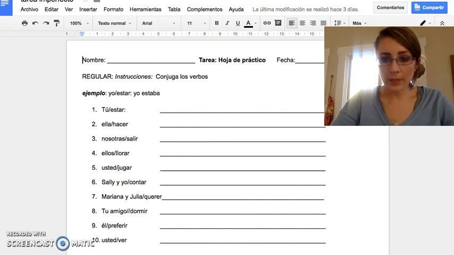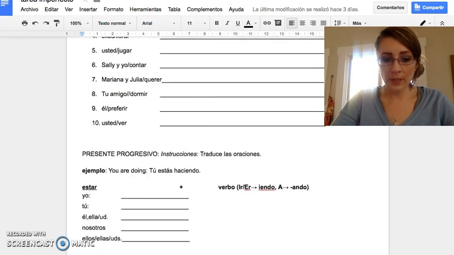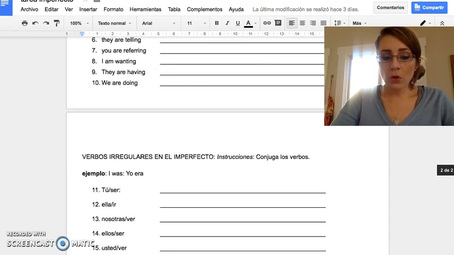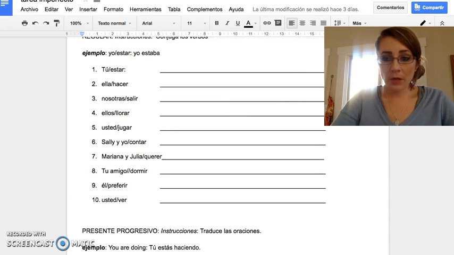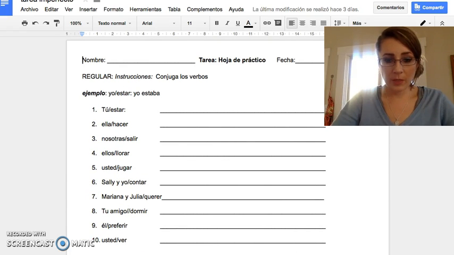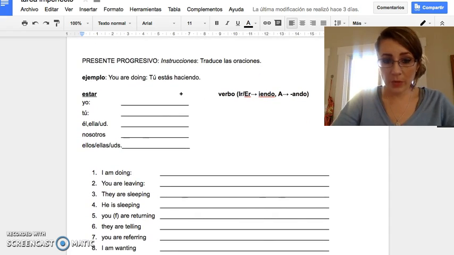All right. Here's the hoja de práctico. It looks like this. My goal, hopefully, is that by the time I come back, you already know how to conjugate in the imperfect, so we can just spend time talking about what it means. These are regular, right? I separated them for you. Regular, this is present progressive. I made an example for you right here. Okay, so you know what to do.